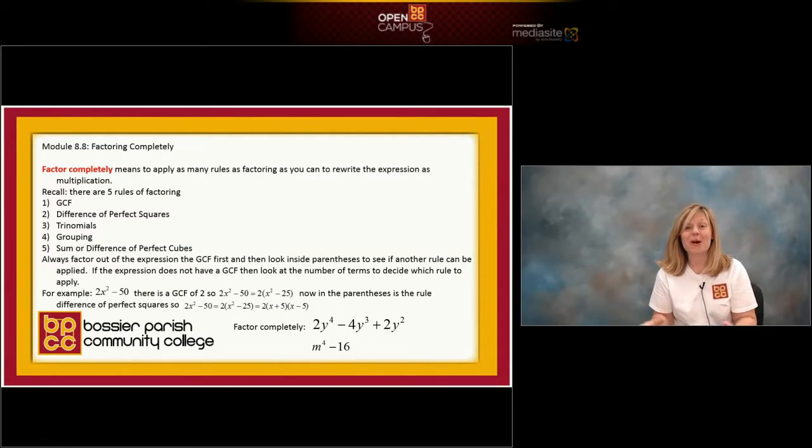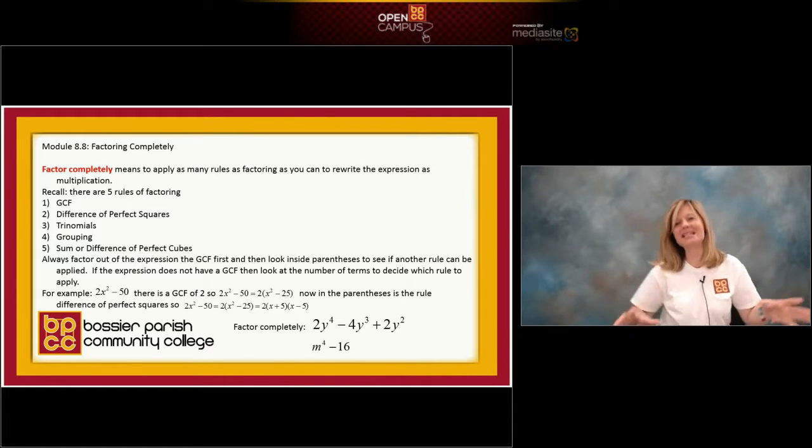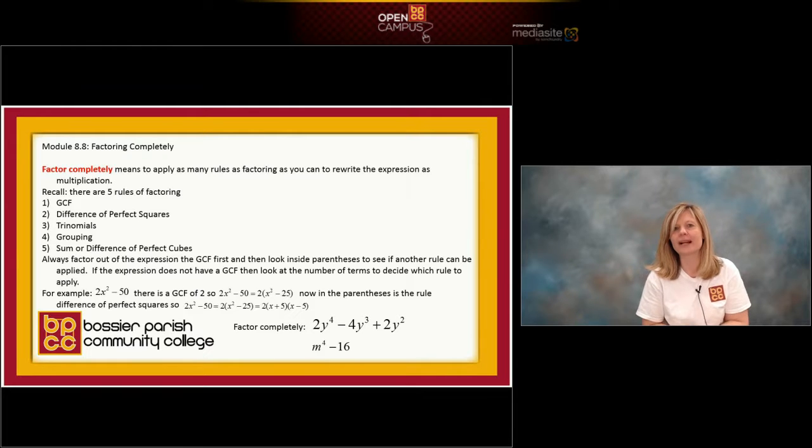All right, everybody, we have now completed going over the 5 rules of factoring. And now we're going to put all that information together. Today we're going to talk about factoring completely. Factoring completely means to break down the polynomial expression into multiplication as far as you can go. When we factor completely, it means we may not just use one rule of factoring. We may incorporate 2 or 3 rules.